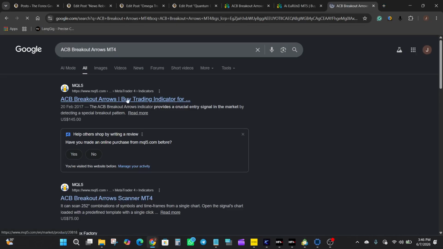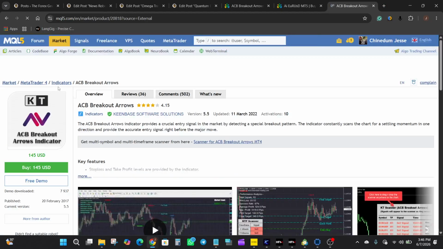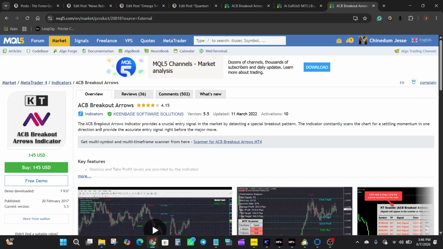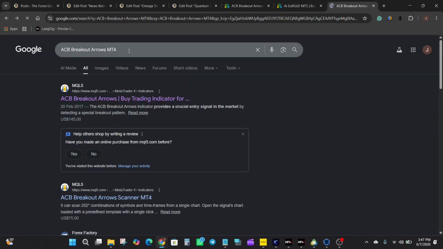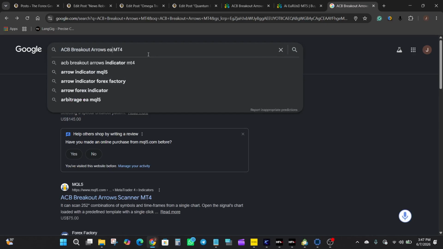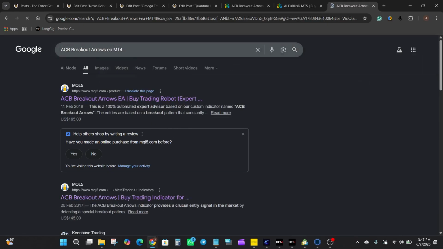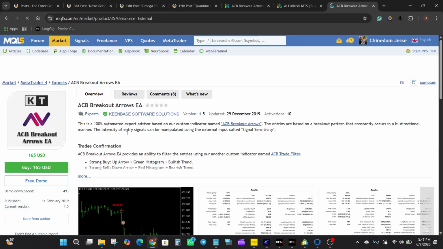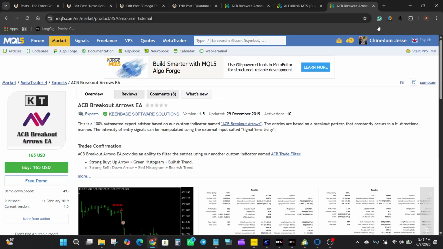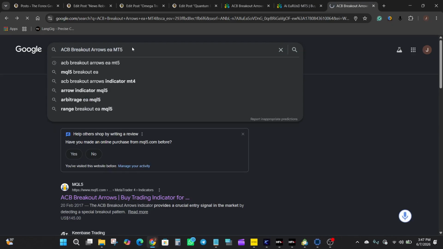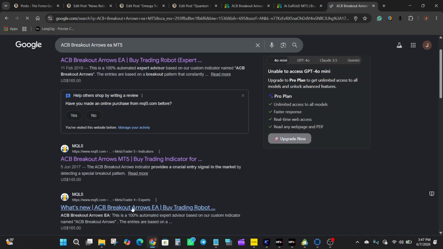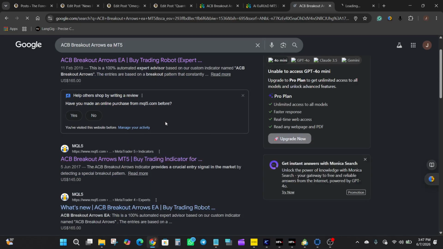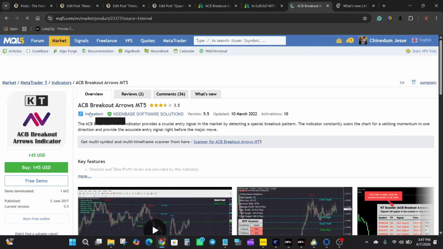Because as you can see, MetaTrader 4 has an indicator, but for the expert advisor, I'm just going to add EA here. So for the expert advisor, you would see that it is just the MT4 version available. If I search for MT5, you would see that we're not really having any result for MT5. The MT5 result that we have here is the indicator.